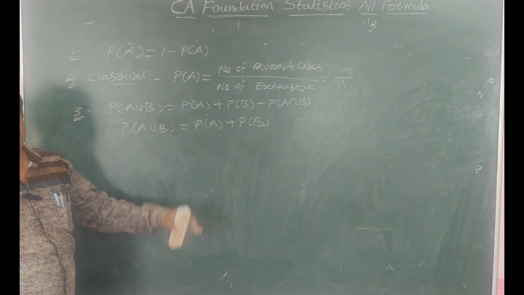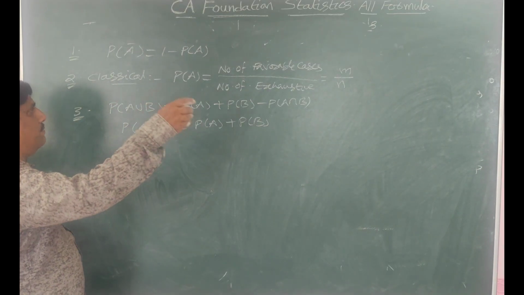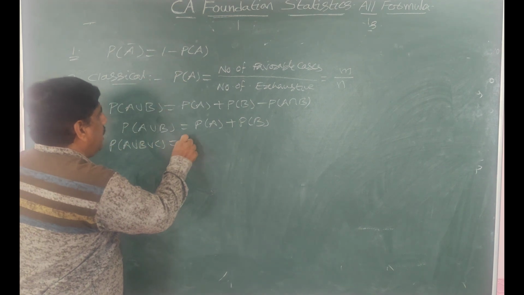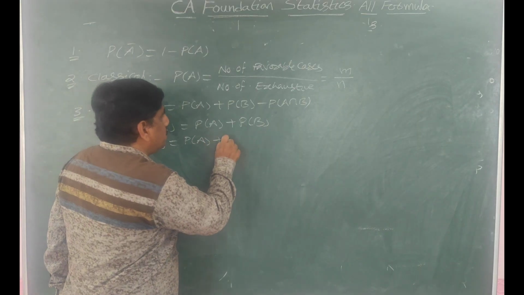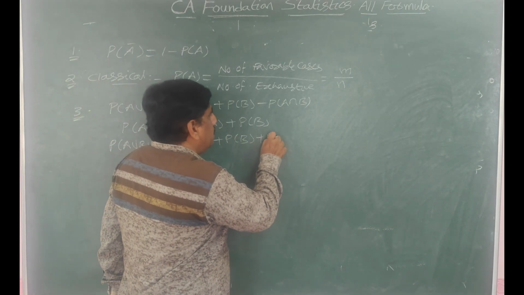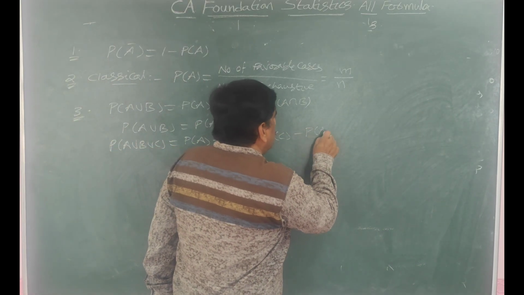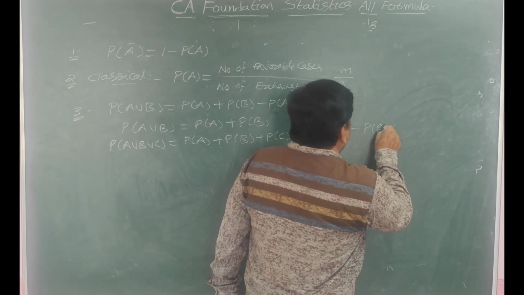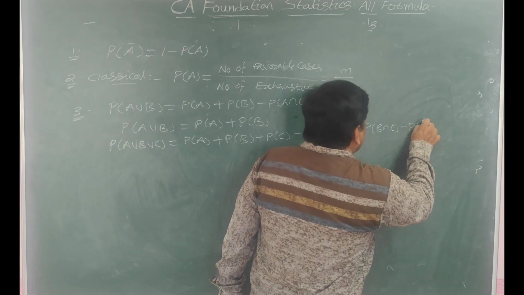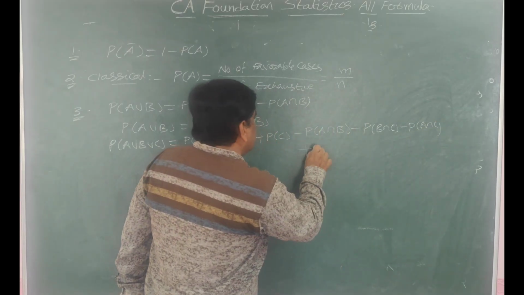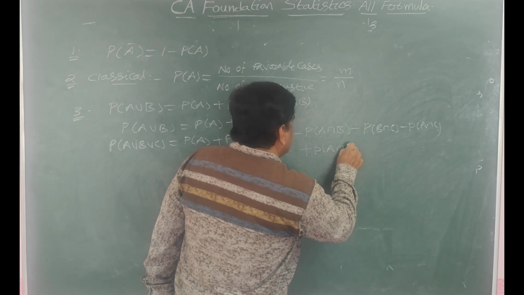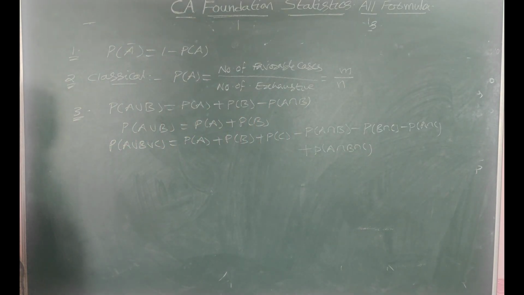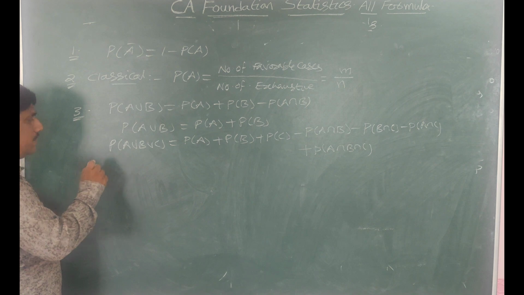If it is 3 events, P of A union B union C, then our formula will be P of A plus P of B plus P of C minus P of A intersection B minus P of B intersection C minus P of A intersection C plus P of A intersection B intersection C. For 3 events, the addition theorem of probability is this one. So, addition theorem.